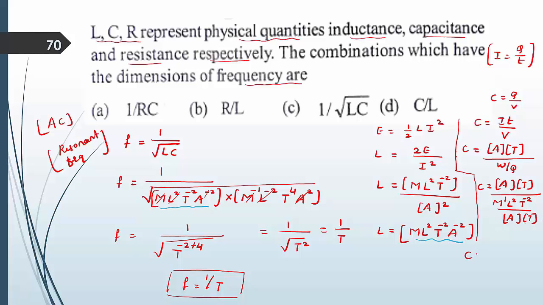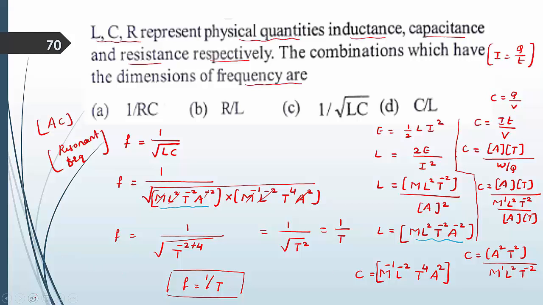So now we will get C equal to A square T square divided by M raised to 1 L raised to 2 T raised to minus 2, or we can write C equal to M raised to minus 1 L raised to minus 2. So T raised to 2, T raised to minus 2, when it goes to numerator it becomes T raised to 2 plus 2, that will be T raised to 4. Remaining is ampere, that is A square.